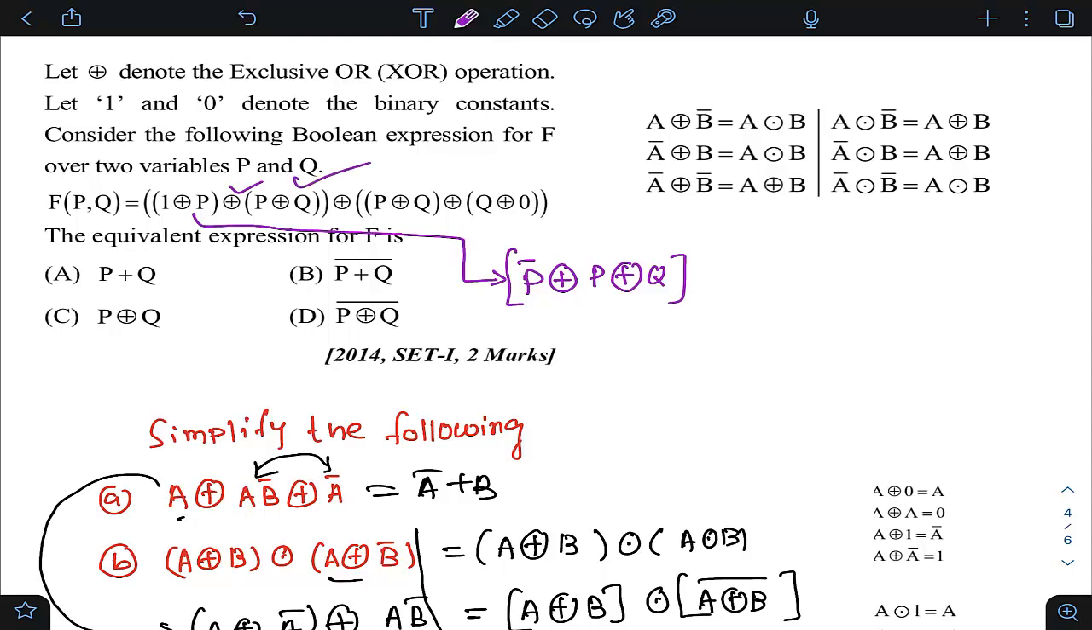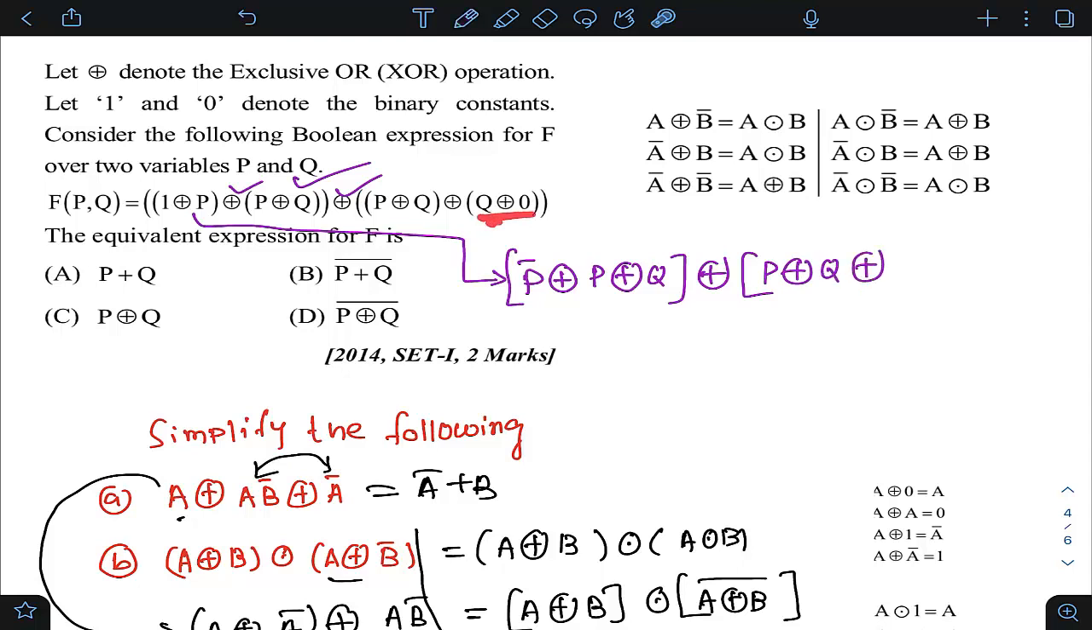So this is what I have written here. This I have replaced by P bar, then XOR, then it is P XOR Q. Then you have one more XOR operator. So this operator I have written. Then I am starting a square bracket. Then you have P XOR with Q, XOR with.